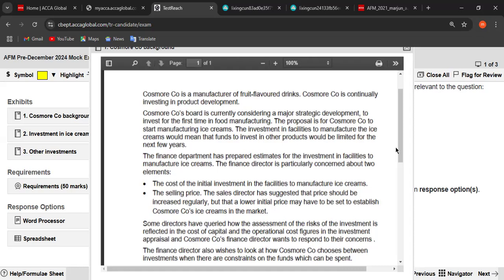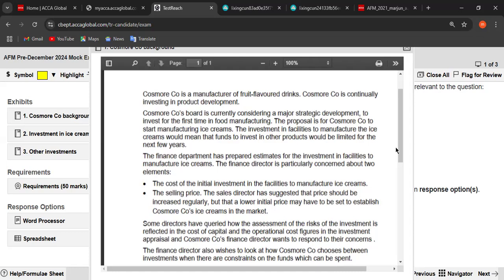The proposal is for C Company to start manufacturing ice creams. The investment in facilities to manufacture the ice creams would mean that funds to invest in other products would be limited for the next few years. So as you are going to invest in this project, in other projects you cannot do the investments. The finance department has prepared estimates for the investment in facilities to manufacture ice creams. The finance sector is particularly concerned about two elements: the cost of the initial investment in the facilities to manufacture ice cream. So this is the first, from where the initial investment and the funds are coming.